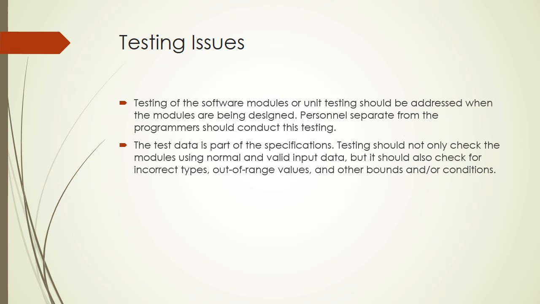Testing should not only check modules using normal and valid input data, but it should also check for incorrect types, out of range values, or other bounds and conditions. An example of this is a password. You give a boundary on how many letters it should be, how many characters it should be, how many numbers it should be.